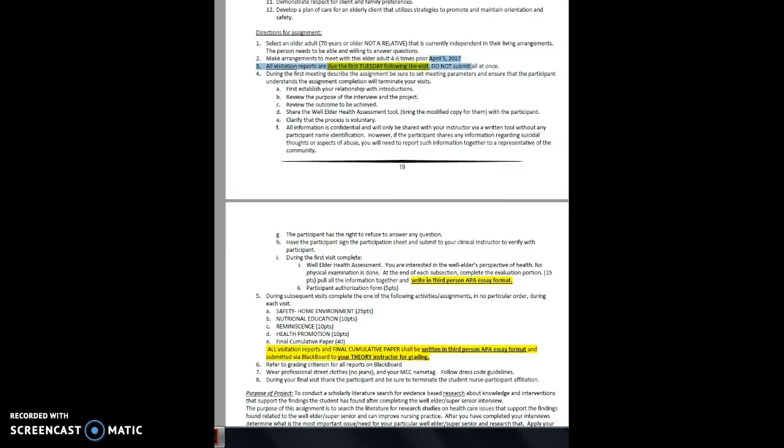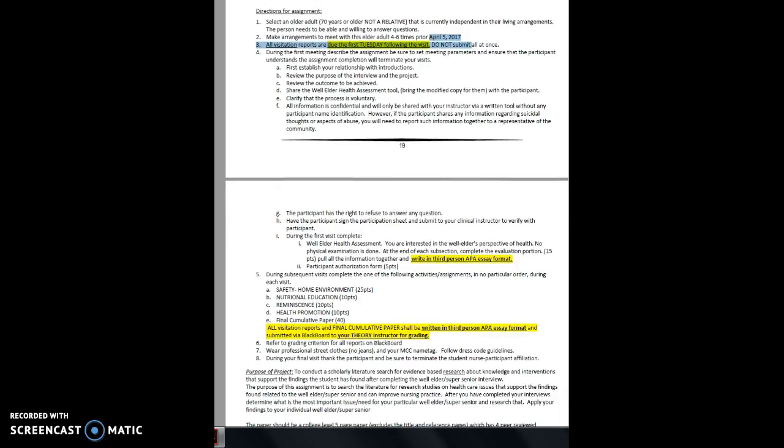You're going to do a health assessment to begin with, and it's a verbal one. You're not going to do an assessment with your stethoscope. You're not going to do a hands-on. It's a verbal health history. And then you're going to assess home safety and home environment, nutritional education, reminiscence, and health promotion, and then all of this information that you gather is going to help you write your cumulative paper, which is then handed in to me. The other ones are submitted to your clinical instructors.